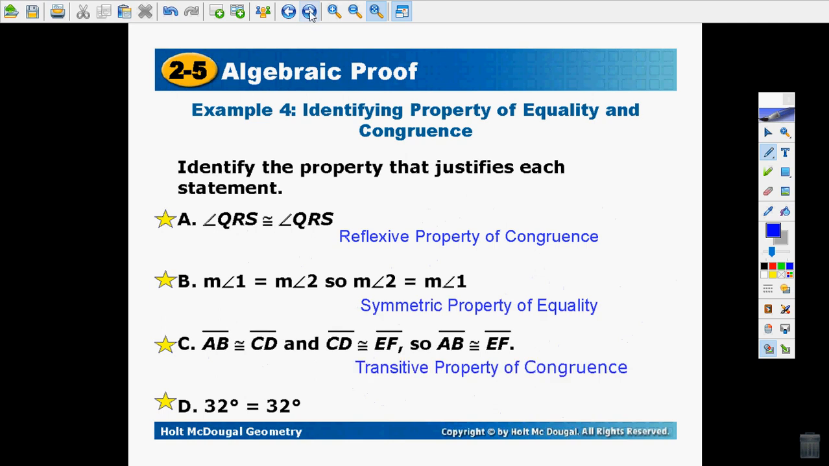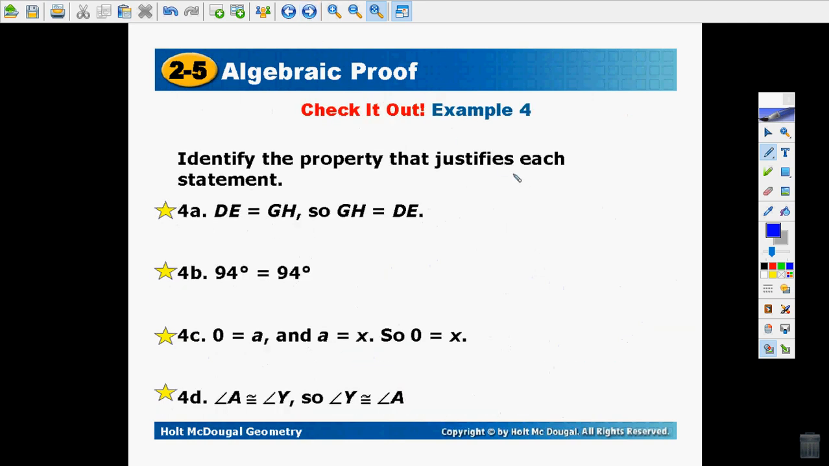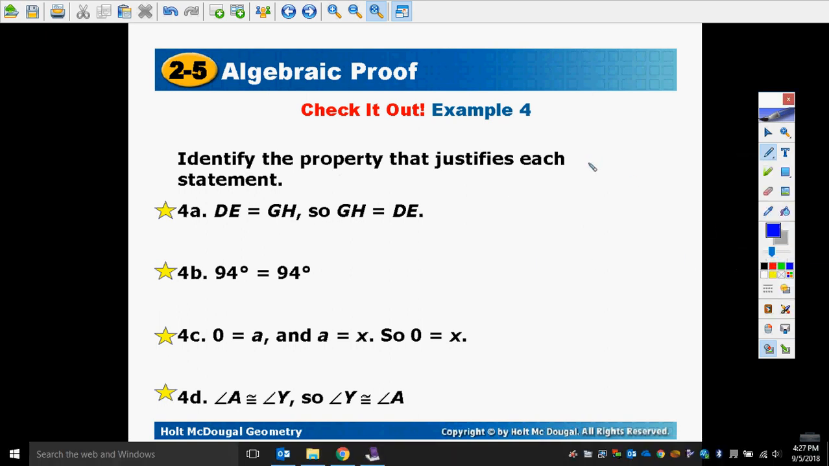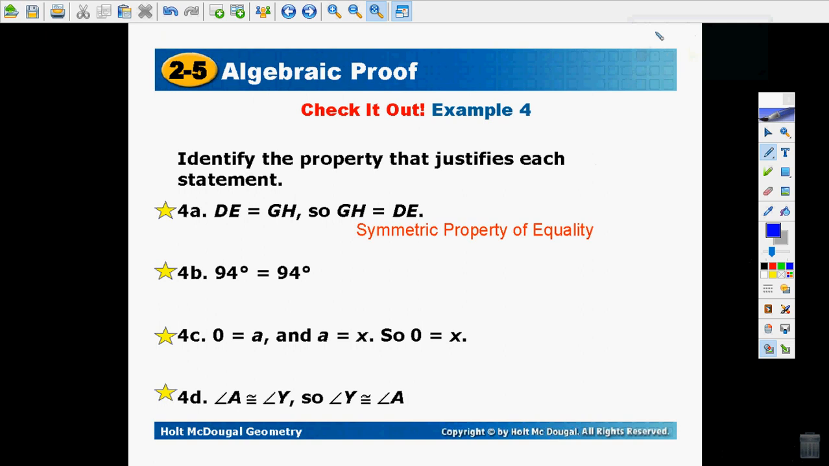Okay, so I've gone over 4. I would like you to go over these 4, to check it out and identify the property for these 4. For the first one, you should have gotten the symmetric property of equality, switching the order of these two around the equal sign.